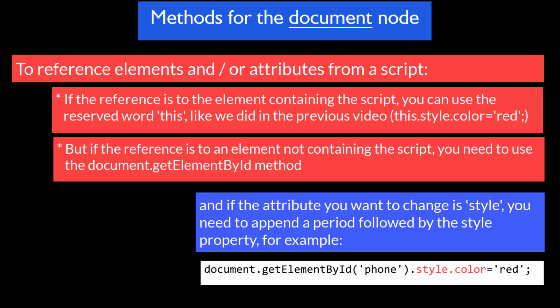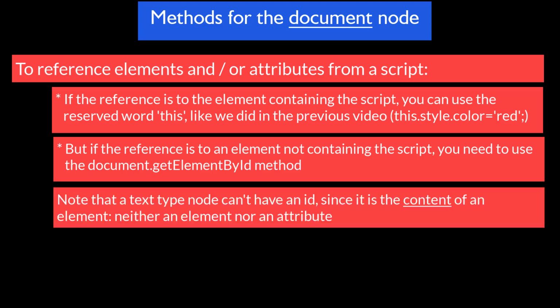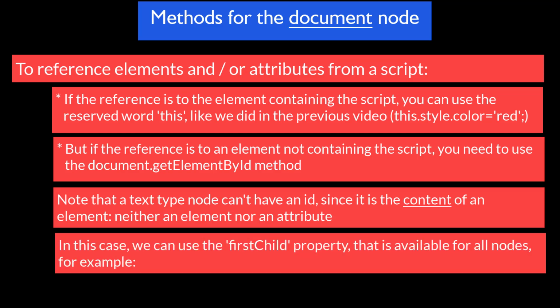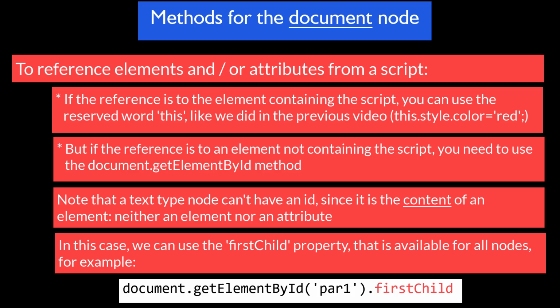document.getElementById("phone").style.color equals red. Note that a text type node can't have an ID since it is the content of an element, neither an element nor an attribute. In this case, we can use the firstChild property that is available for all nodes. For example, document.getElementById("par1").firstChild, and this returns a node which then has the usual properties and methods available.